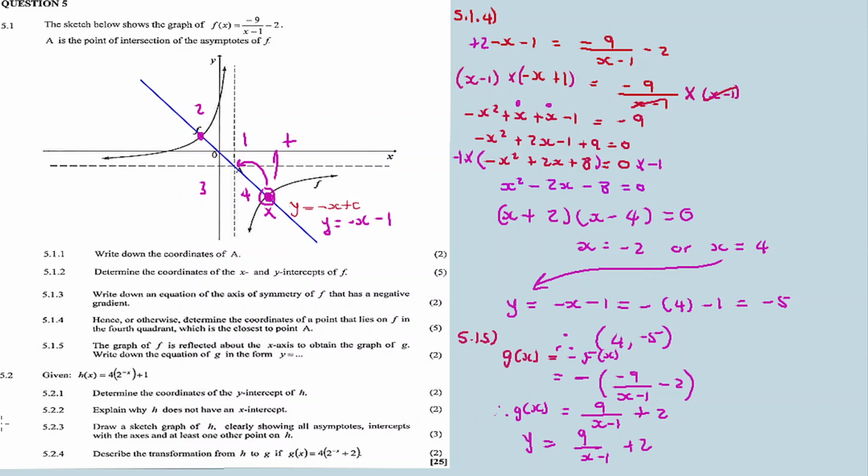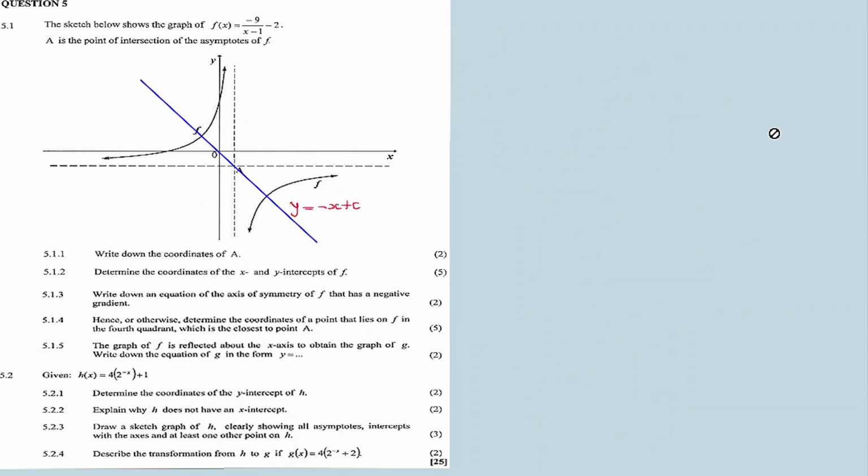5.2, given h of x, which is an exponential function. So for the second part of this question, 5.2, I will need to erase here again so that we can answer this question. Alright, 5.2.1, determine the coordinates of the y-intercept of h. Of the graph h, the exponential function.